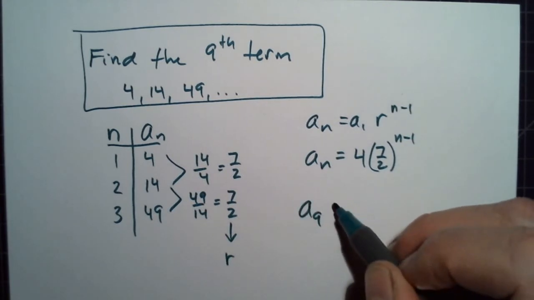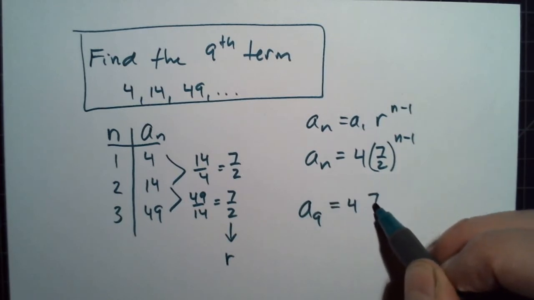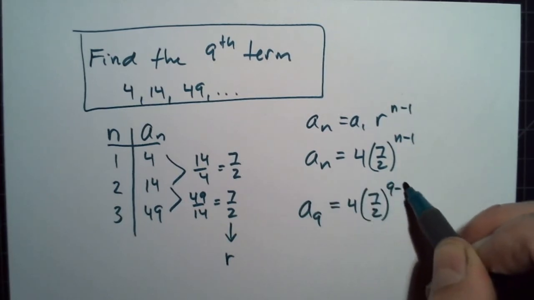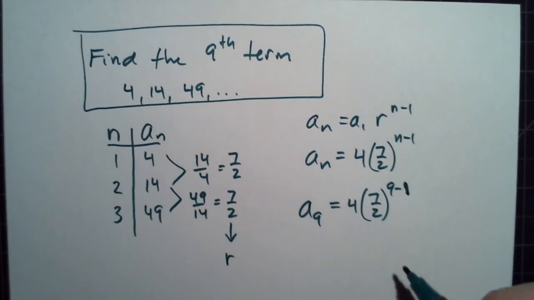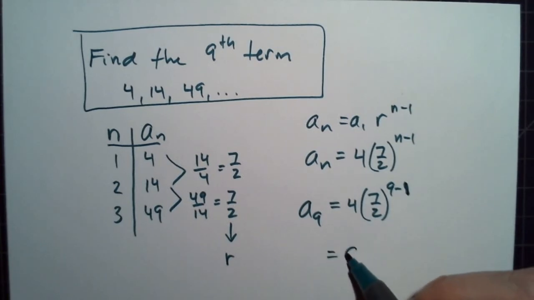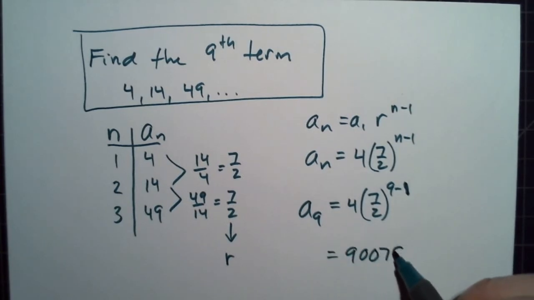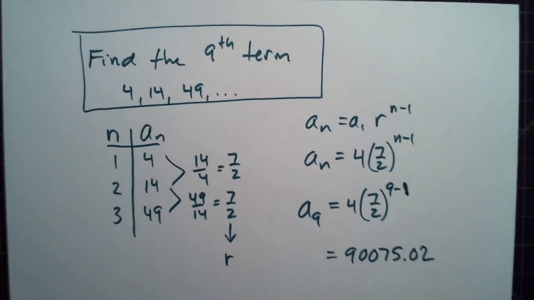It asks for the 9th term, so now we just substitute a 9. 9 minus 1. And get that.